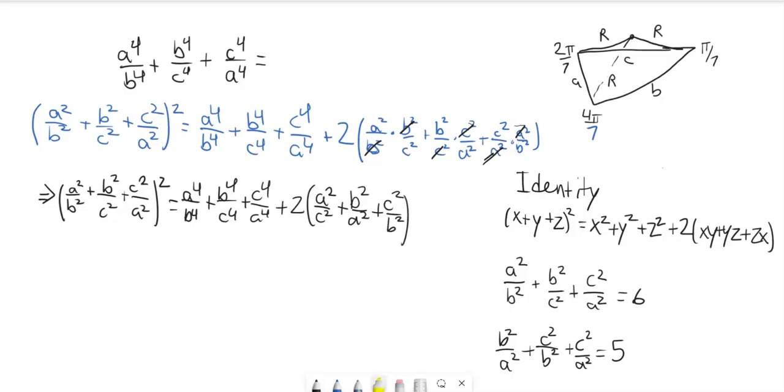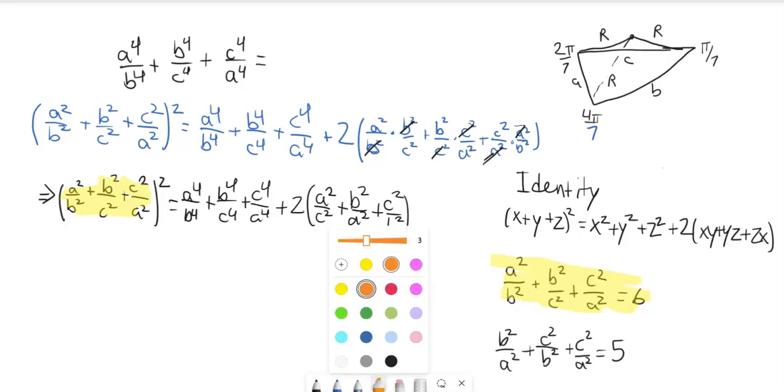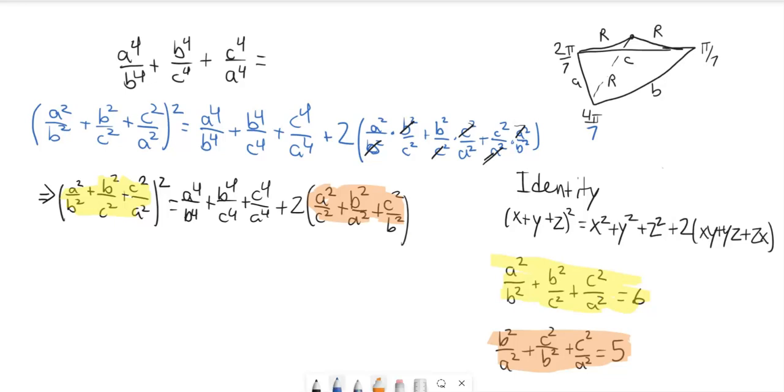So let's highlight this part here. I proved this particular one that I'm marking in yellow a number of videos back in the series, and it matches over here with the set of parentheses on the left side of the equation. And the part in parentheses on the right side here, I'll mark this in orange, that matches with the equation down below here that equals 5. I also proved that a number of videos back in this series. So let's replace those sums of squared ratios with our values.